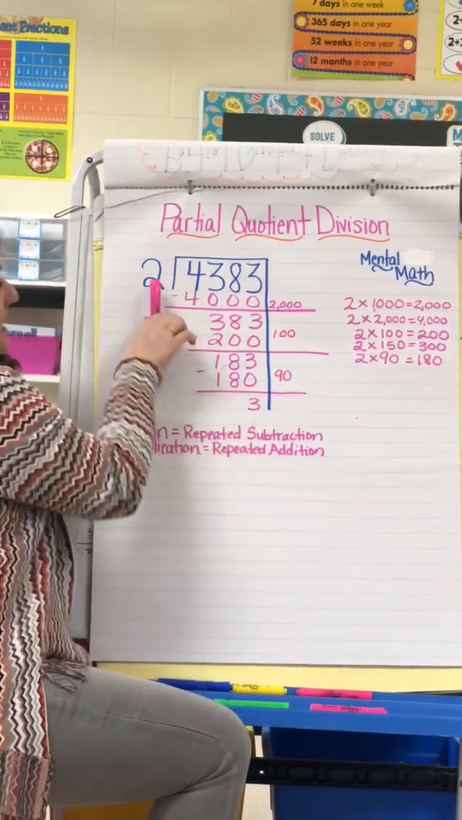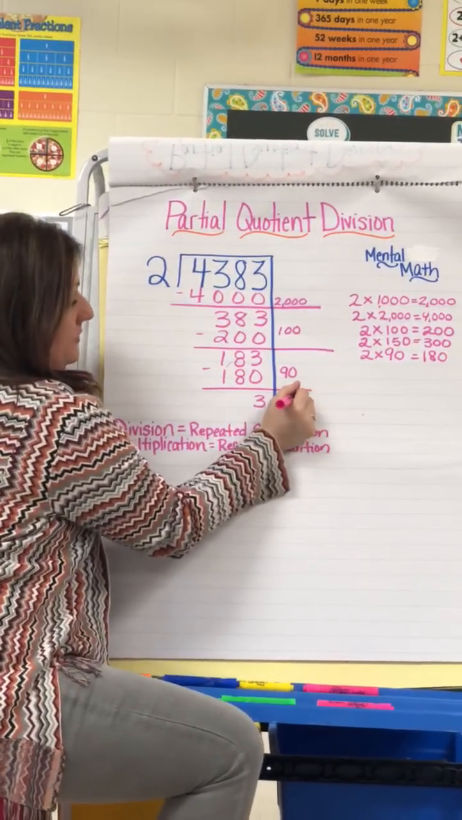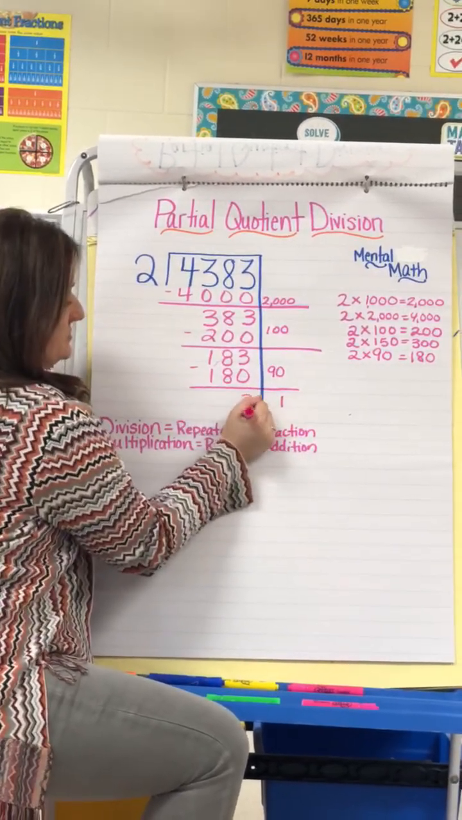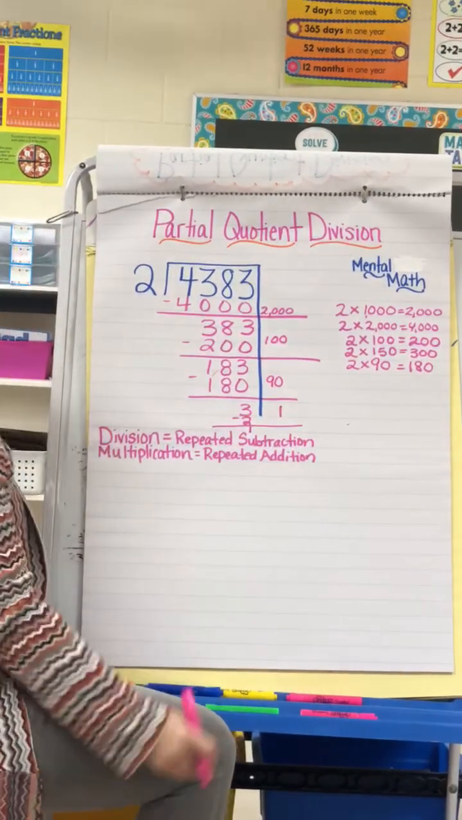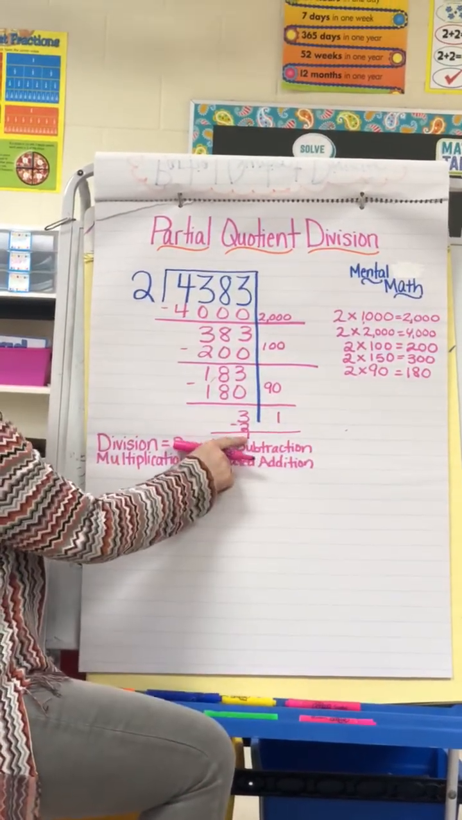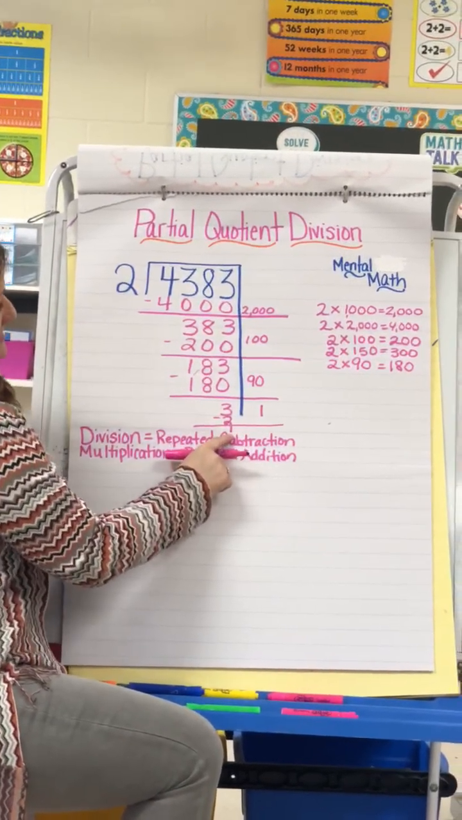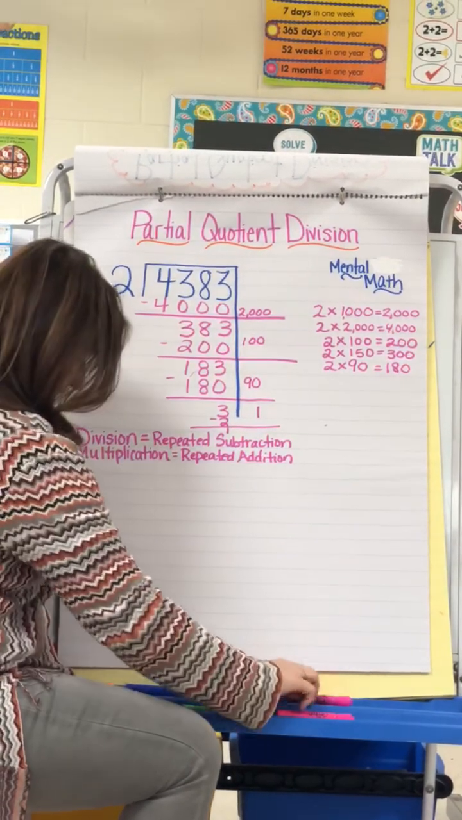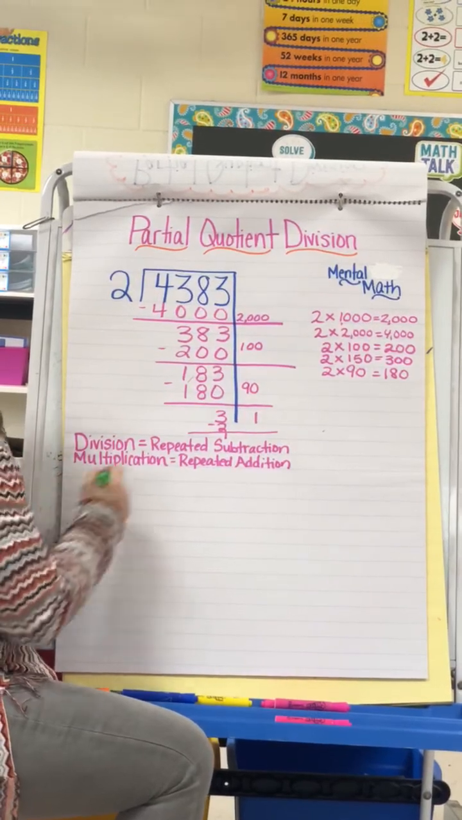We're making groups of 2, and we have 3 left. So I know that I can make one more group, and 2 times 1 is 2. Subtract, I'm running out of room, and we would have 1 left. You cannot make another group of 2 with 1, so that ultimately is going to be our remainder. Now, the way they find the final answer is they are going to add up their partial quotients.